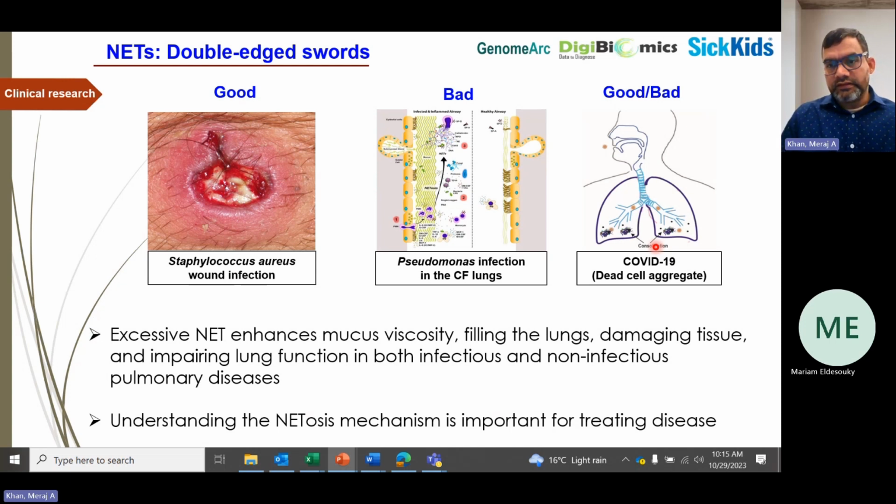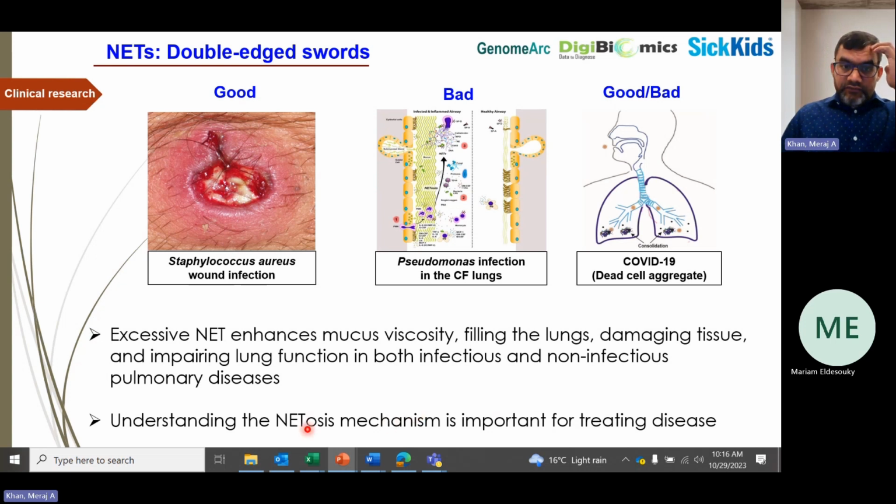and that leads to many secondary issues. So nets are good in terms of combating infection and inflammation up to a certain extent. But if there is a dysregulation in the process, in the signaling or the mechanism of formation of nets, or netosis, or the nets are not cleared from the local environment, that is not good. That causes many disease exacerbations, as I mentioned.